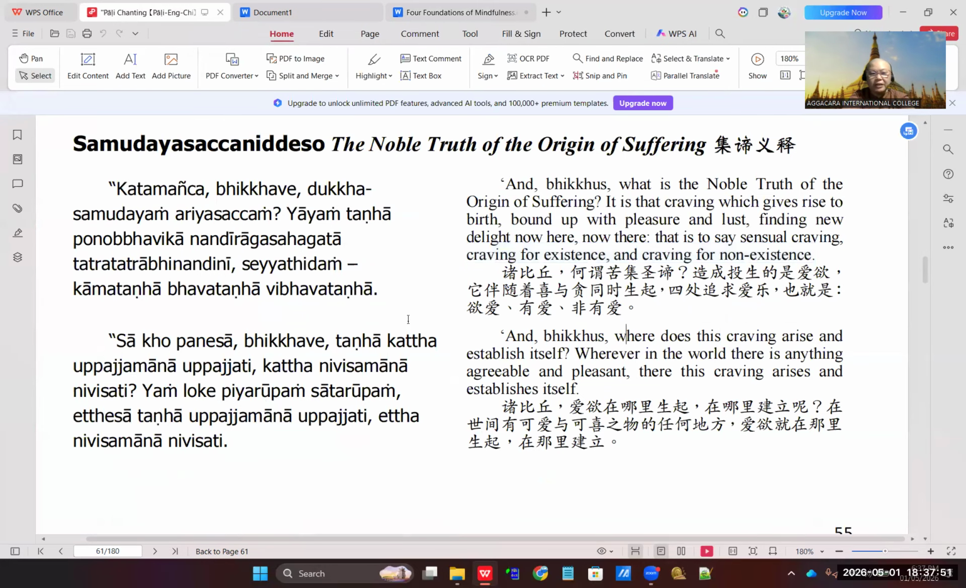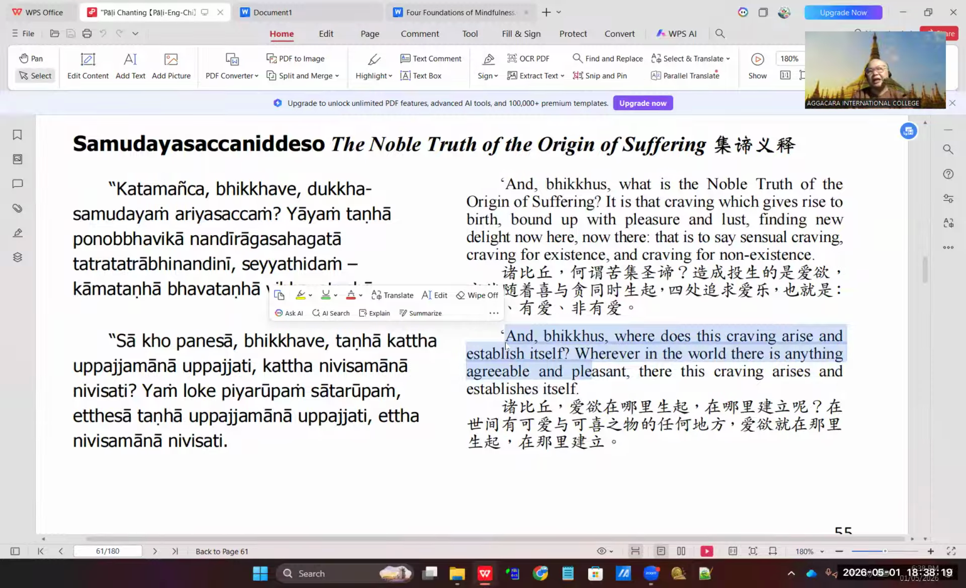Okay. Now, the second one: where does the craving exist, where in the world is there anything agreeable? Piya means something you like. Sataruupa means something that you delight in, something agreeable to you. So the craving will exist there. This sentence is actually very general.